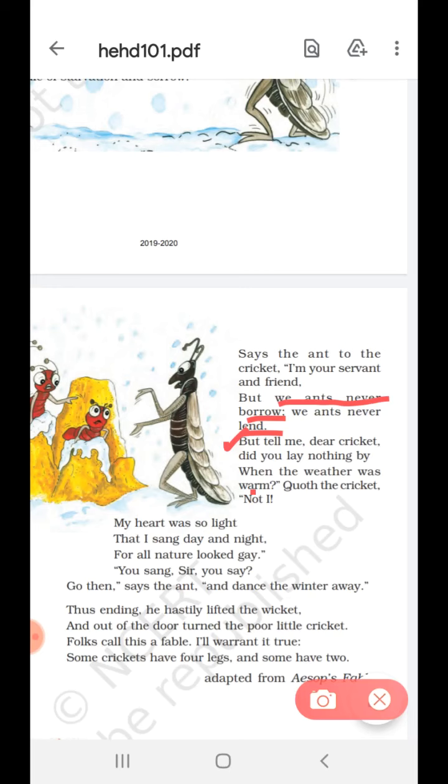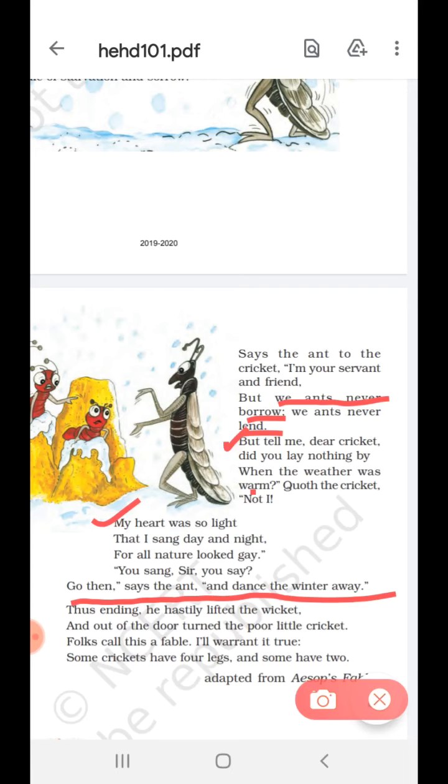Then he said that you can go and dance. Then go, says the ant, and dance the winter away. Clear? So when the ant asked the cricket what had he been doing when the weather was fine, he replied that my heart was so light, okay, that I sang day and night, for all nature looked gay. You sang, sir, you say.